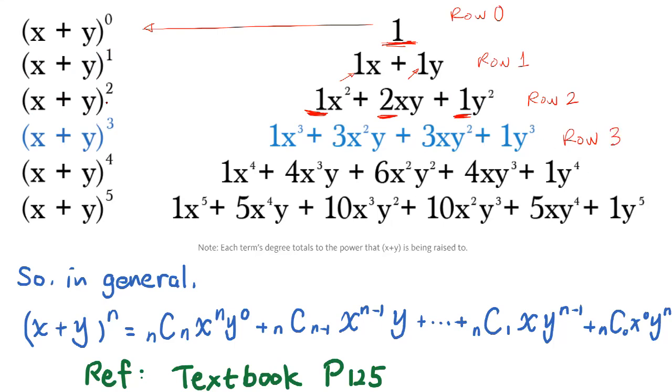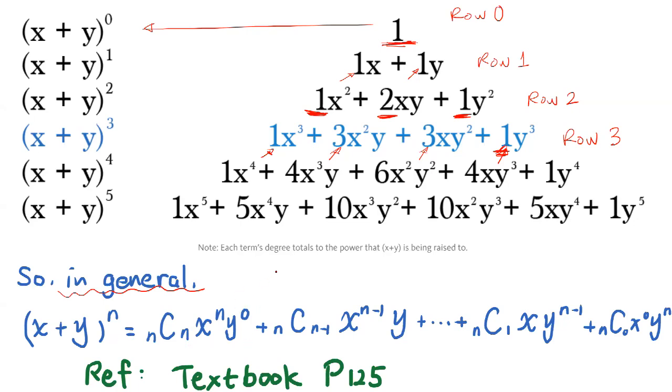For example, row 3 corresponds to x plus y to the third, which is 1x to the third, 3x squared y to the once, and 3x to the once y squared, and 1 y to the third. So the numbers in Pascal's triangle correspond to the coefficients of the expansion of a binomial. Okay, in general, we have this formula. Please write down this formula in your journal or notebook. This is a very important formula, and we'll be using this in our next practices.